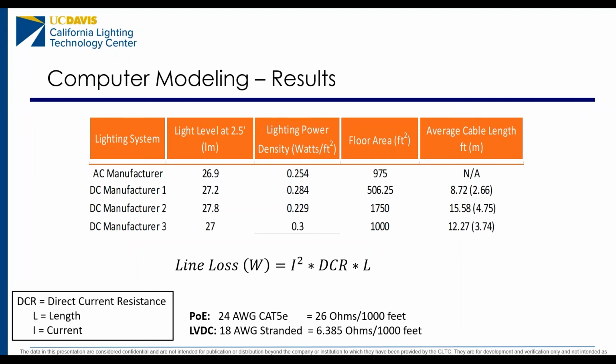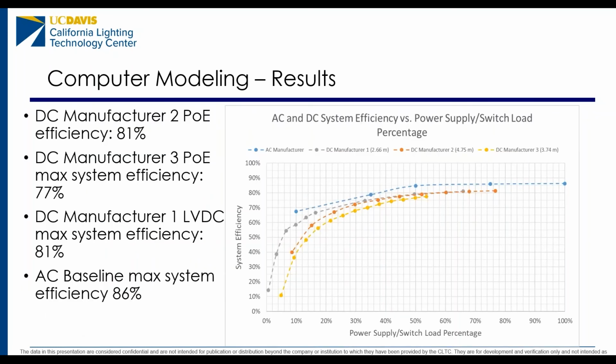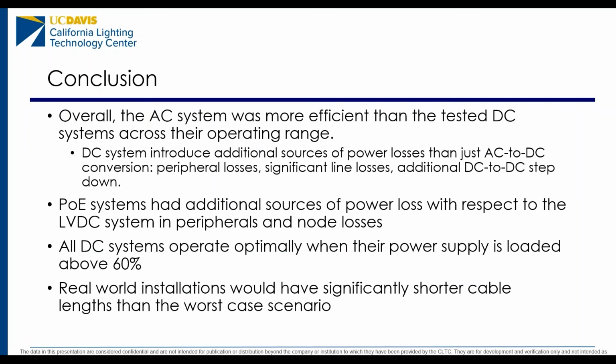Sounds great. This table shows the results of the computer modeling, and as you can see, the real-world cable lengths were significantly shorter than the worst-case scenario. Using these new cable lengths, we could calculate new line losses and the new system efficiencies for each system. And as you would expect, each system did perform better with the more realistic cable lengths as the line losses were less. However, each DC system was 5 to 9% less efficient than the AC system, even with this factored in. So in conclusion, the AC baseline system is more efficient than the DC systems across their operating range.